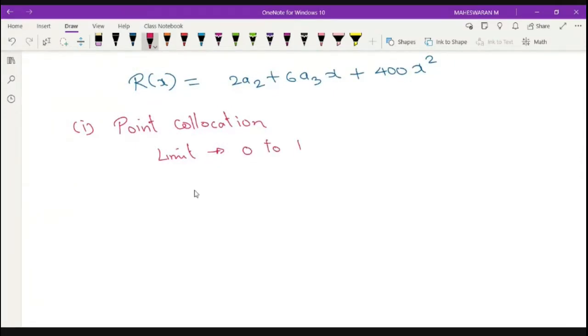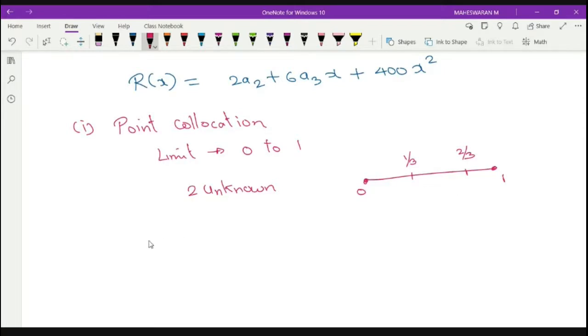Okay. So when you look at this R of x, I am having two unknowns, right? When I have two unknowns, you know that I have to split this into three. So this is my 0, this is my 1. So my middle values are 1 by 3 and 2 by 3. Okay. So this is my real thing.